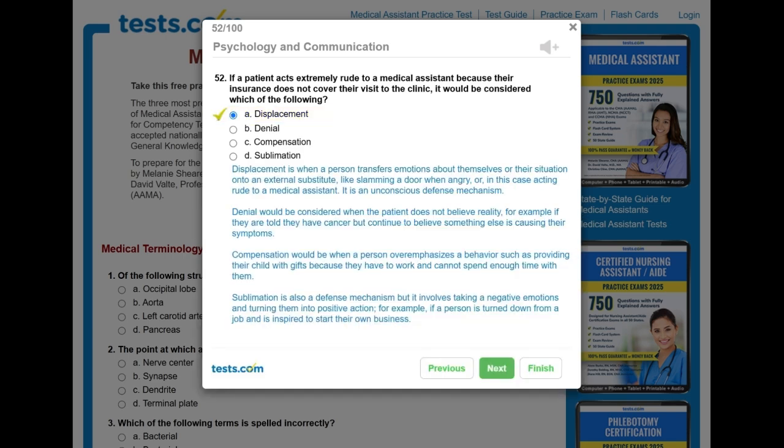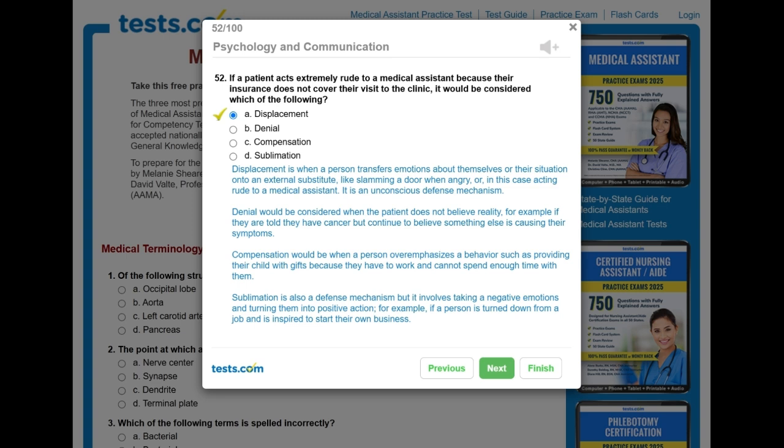Displacement is when a person transfers emotions about themselves or their situation onto an external substitute, like slamming a door when angry, or, in this case, acting rude to a medical assistant. It is an unconscious defense mechanism. Denial would be considered when the patient does not believe reality. For example, if they are told they have cancer but continue to believe something else is causing their problems.